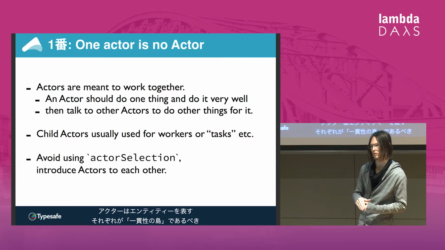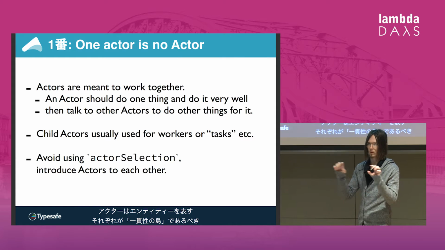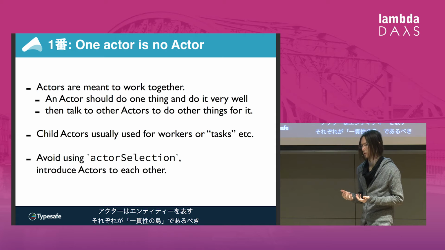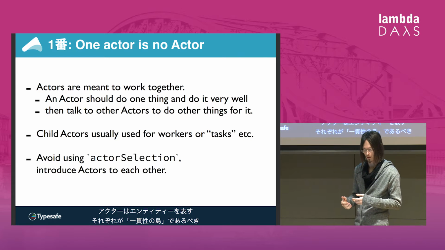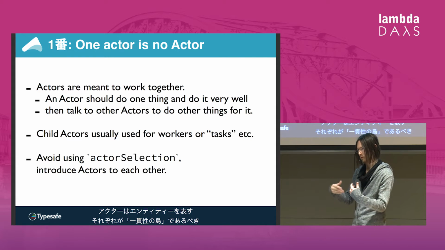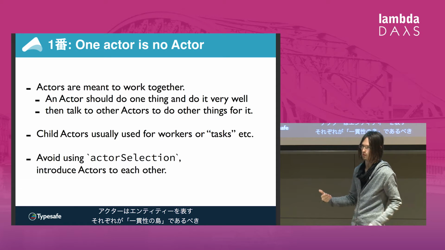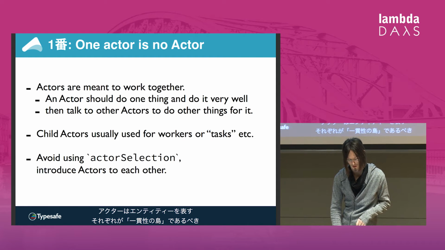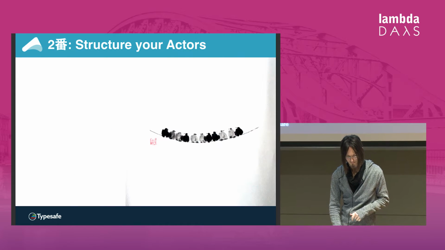So actor selection is something where, just by the path and the name of the actor, we can find a reference to it. But this is more or less like knowing someone's address and breaking into their house, right? You shouldn't be doing that most of the time. You should get introduced to that person and then use the reference to communicate with it. So avoid actor selection. That's the first step.